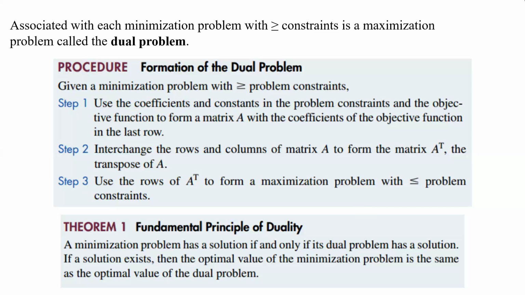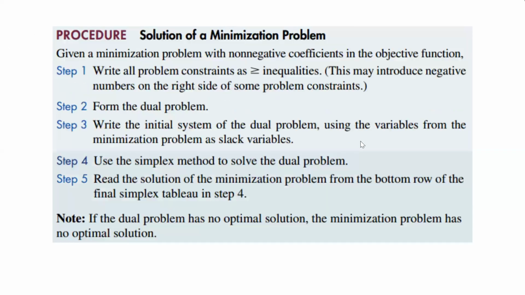Now, the fundamental principle of duality, which is our theorem one in this section, is a minimization problem has a solution if and only if its dual problem has a solution. Now, if a solution exists, then the optimal value of the minimization problem is the same as the optimal value of the dual problem. So if the minimization problem has a solution, the dual problem has a solution. So it kind of goes back and forth. So that's why we're going to form this dual problem, which we know how to solve, but we have to go through this matrix transformation to be able to do that.